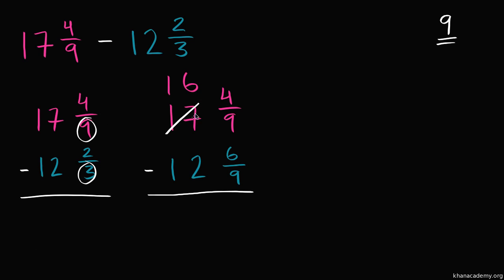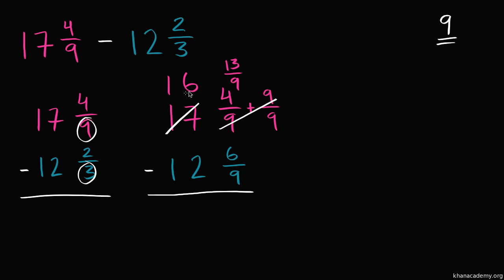And then that whole that I just took from the whole number place, I can add it to the fraction. Well, a whole is just going to be 9/9. So all I did is regroup here. I took 9/9, which is 1, from 17. I'm left with 16. And then I added it to the fractions place. What's 4/9 plus 9/9? Well, that's going to be 13/9. So this right over here is 13/9.